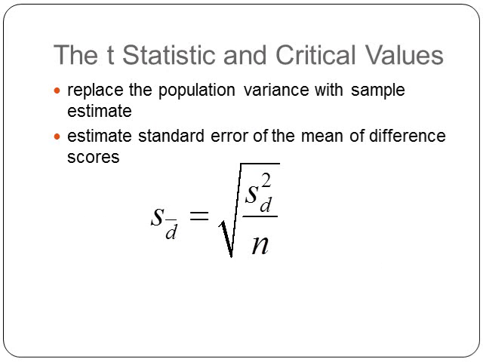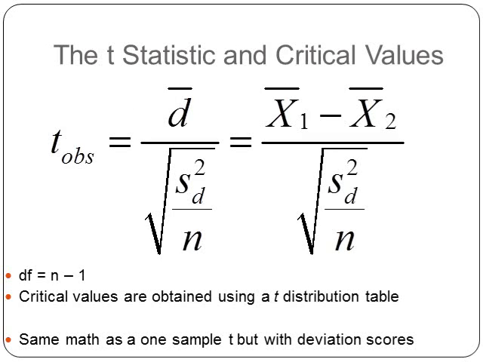So we can replace the population value with a sample estimate. Our estimate for the standard error of the mean of the difference scores is simply the variance of difference scores divided by n, that whole thing, take the square root. So it simplifies into a t observed, which is effectively all done on the difference scores: the mean of difference scores divided by the standard error of the difference scores.